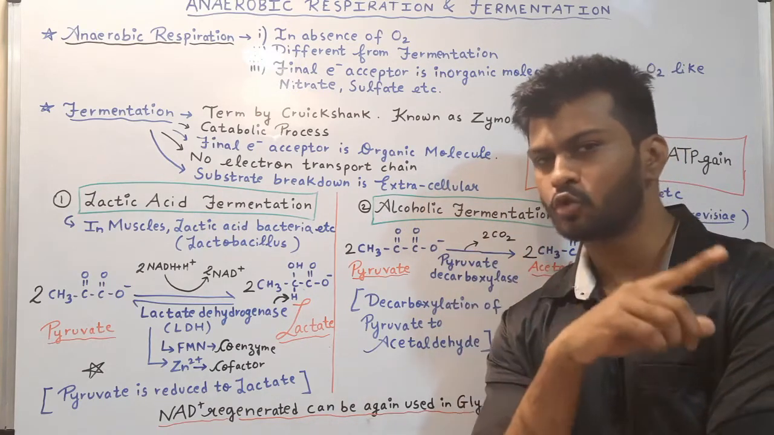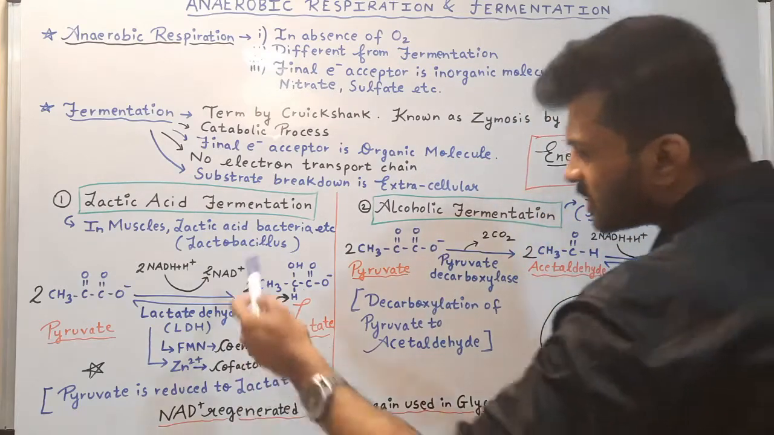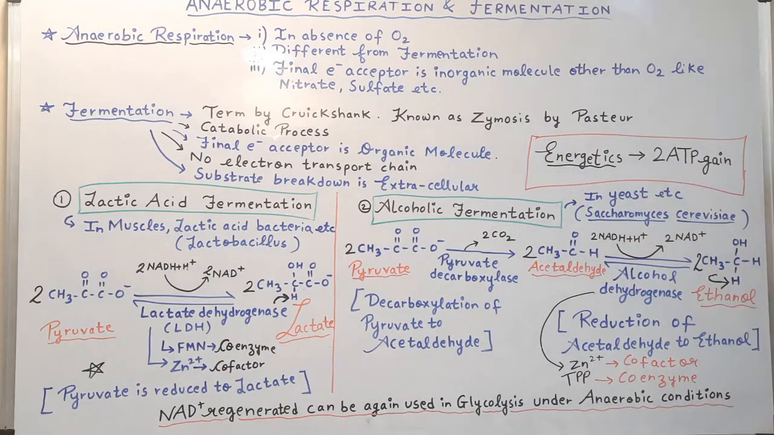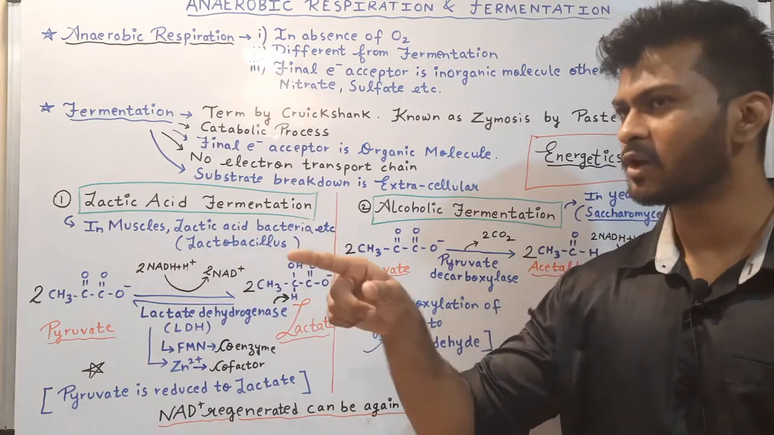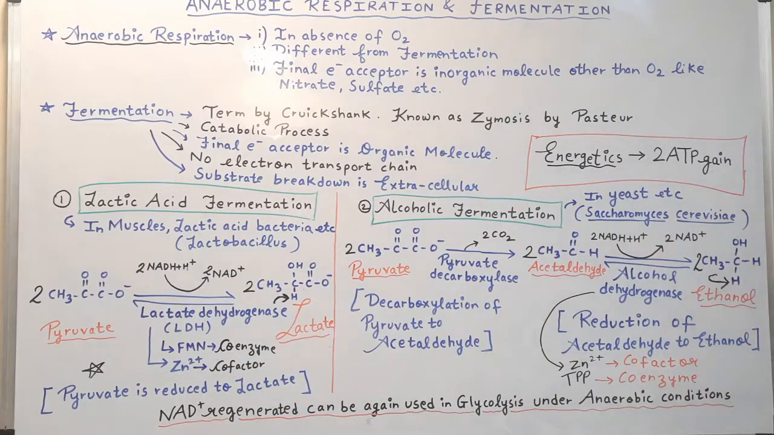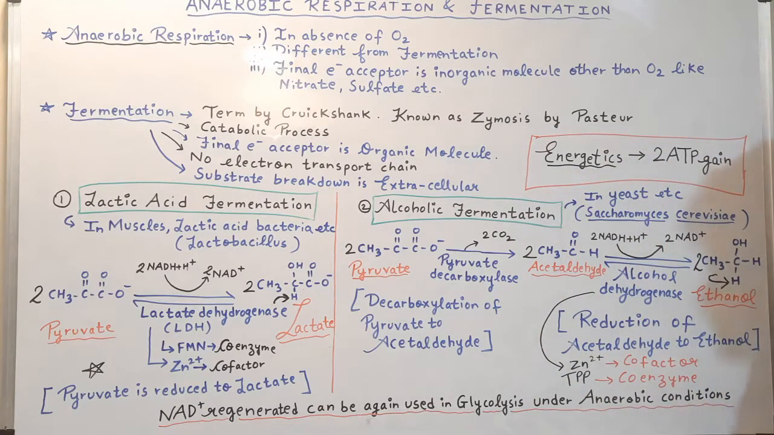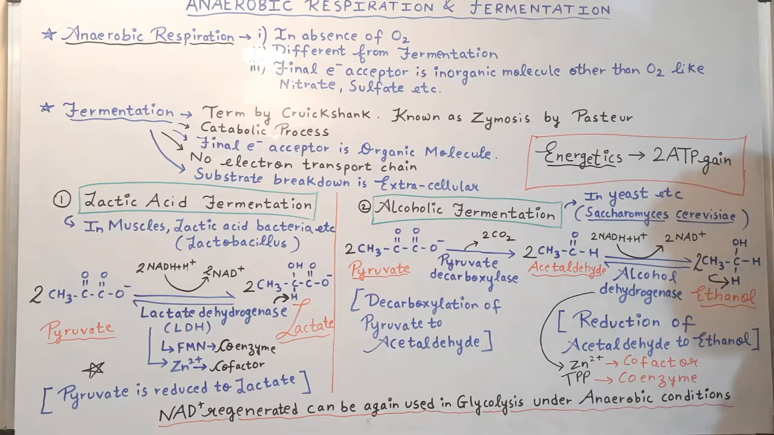4 ATPs minus 2 ATPs will give us 2 ATPs, and we will not consider the 6 ATPs to calculate the energetics of anaerobic respiration, because the 2 NADH molecules which are getting formed in glycolysis are getting used over here, okay, and similarly it will also get used over here. So the net ATP gain will be 2 ATPs, okay. So this can also be asked in the exam.